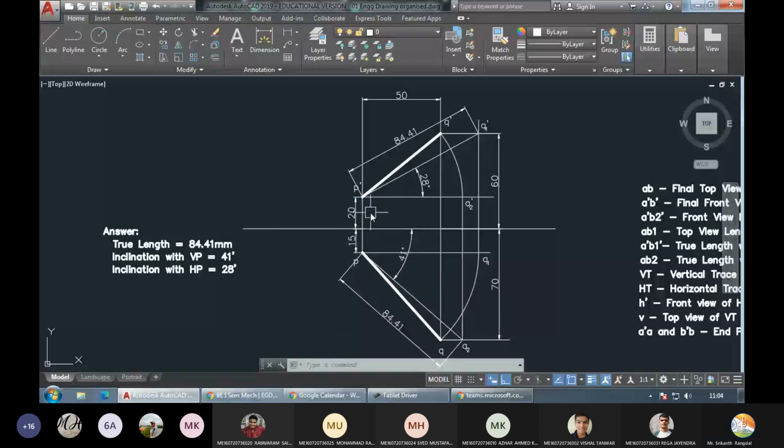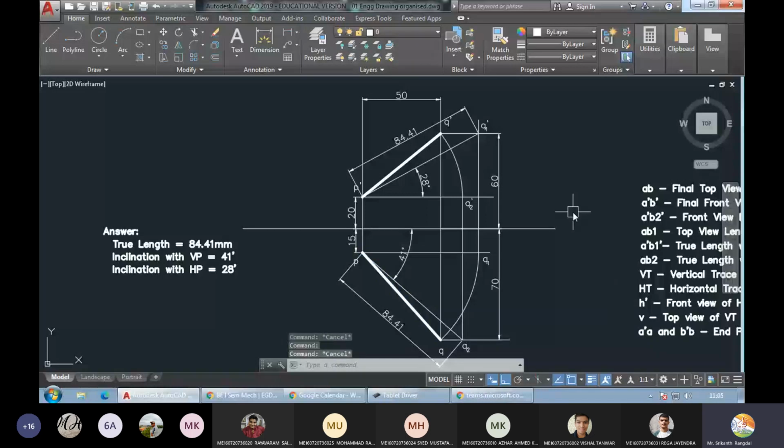After that, the distance of the other end point also was given from HP as well as from VP. So then we took the offset, the required distances, and we got these 2 points. Which 2 points did we get? We got Q and Q dash. So joining P dash Q dash gave us the final front view. Joining PQ gave us the final top view. So that's the data that was given to us.